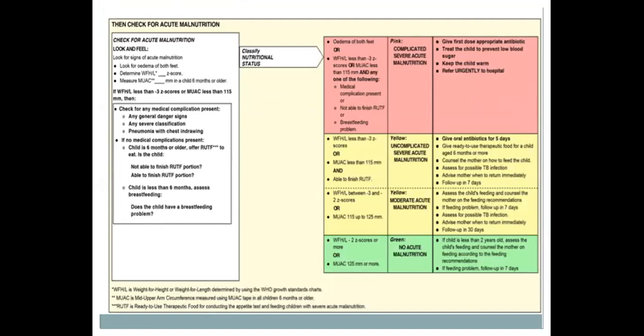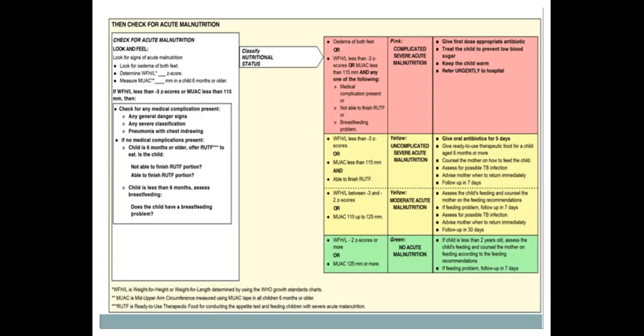Similarly, complicated severe acute malnutrition is when the weight for height is less than minus 3 standard deviations or mid-arm circumference is less than 115 millimeters. Give the first dose of antibiotic and refer urgently to hospital. Uncomplicated severe acute malnutrition: weight for height is less than minus 3 z-score or mid-arm circumference is less than 115 millimeters. Give an oral first dose for 5 days and give ready-to-use therapeutic food. Counsel the mother how to feed the child and return in 7 days.